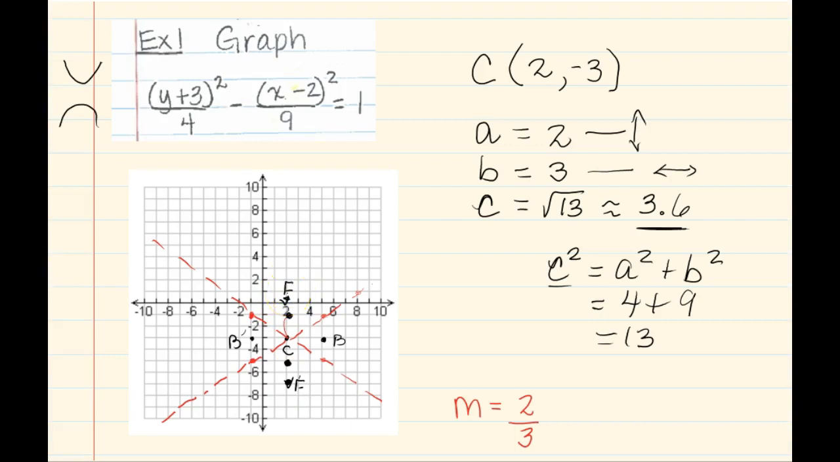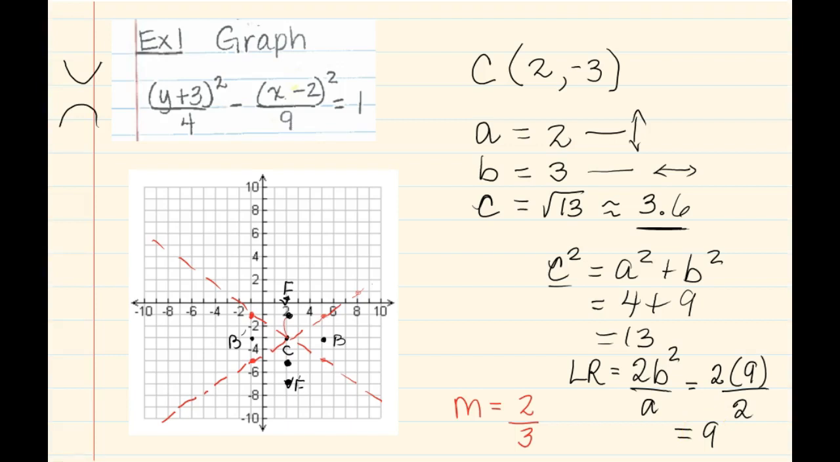We're going to go ahead and find our latus rectum. Remember that our latus rectum is equal to 2b squared over a. In our case, it's going to be 2 times 9 over 2. So we're going to find that our latus rectum is equal to 9. So from my focus, I am going to go over 4.5. Why 4.5? Because we're going to go half in each direction. So from here, I'm going to go over 1, 2, 3, 4.5, and do the same from each of our foci.